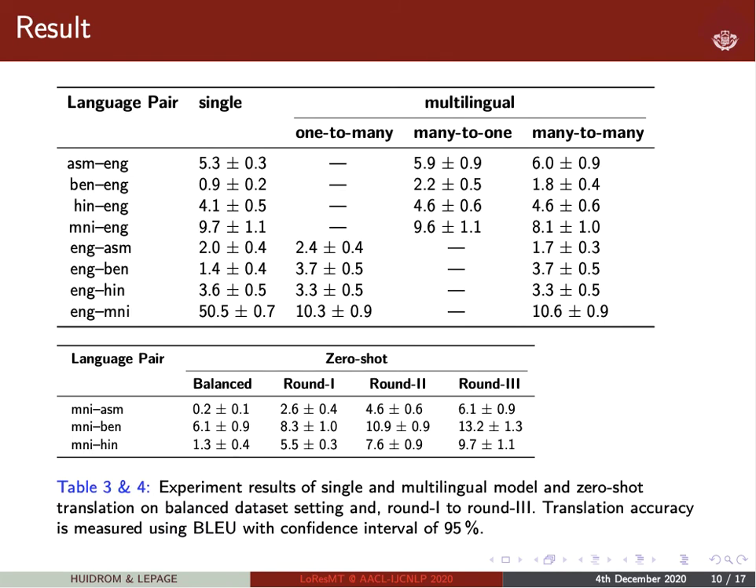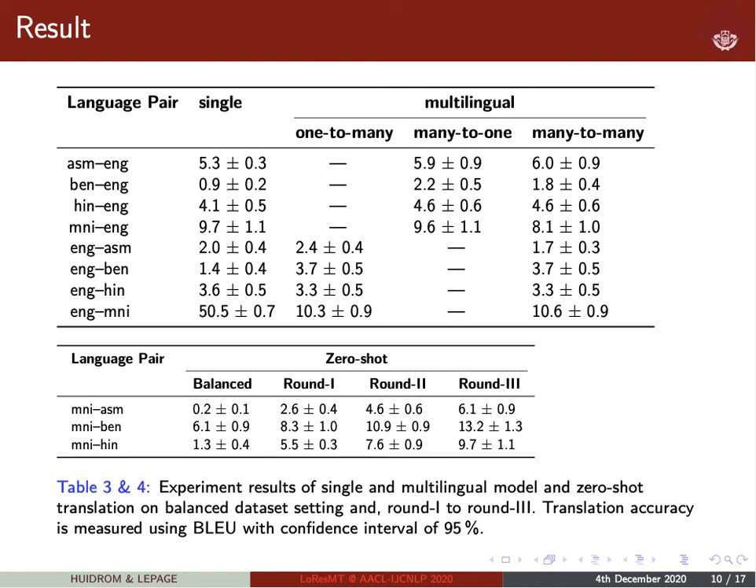This is the result of our experiment. The first table represents the result of the single model and multilingual model, and the second table represents the result from zero-shot models. As you can see in the first table, the multilingual models perform better than the single model for an Indian language translated into English, except for Manipuri to English.